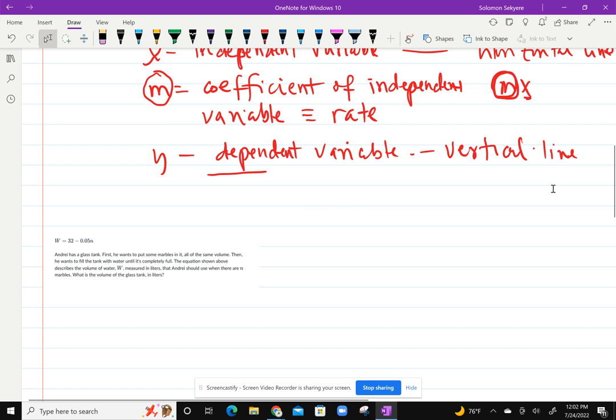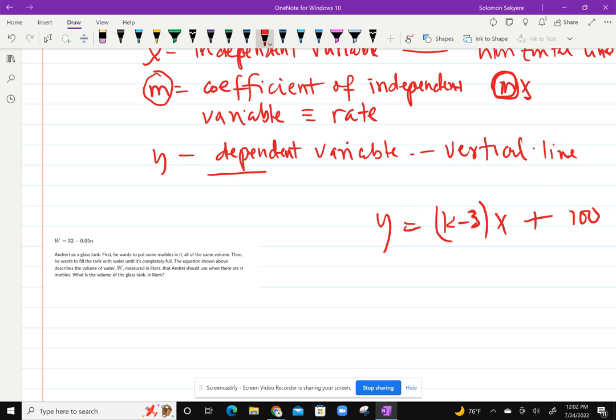So if I put something like y equals k minus 3x plus 100, whatever is multiplying your x is the rate, the coefficient of your independent variable. Anyway, let's answer some questions here.